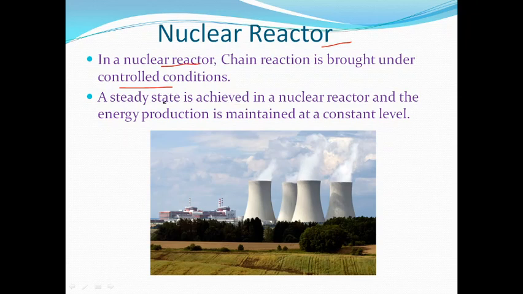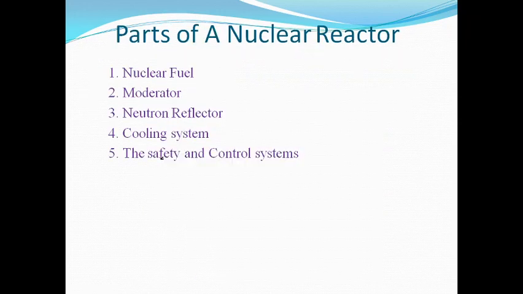So first, we will allow the nuclear fission to happen and achieve a steady state. After achieving this steady state, the nuclear reaction is controlled and the energy production is maintained at a constant level. The energy produced from this process can be used for electricity generation and other very useful purposes for humanity. So in this video, we will learn about different parts of a nuclear reactor.